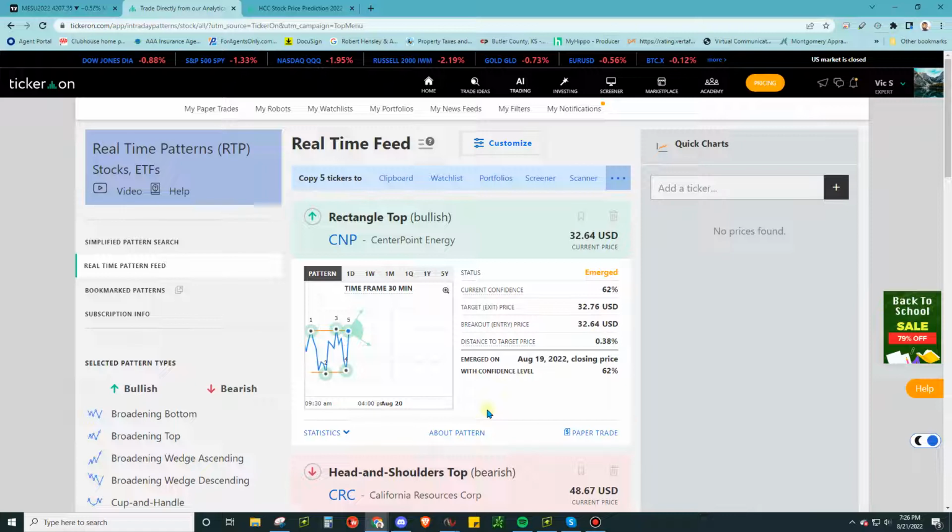They usually do work out pretty good, where your risk is pretty low. So you might lose a little, but obviously the reward is a lot higher than the risk, and you've got pretty decent odds of winning. So pretty good setup.